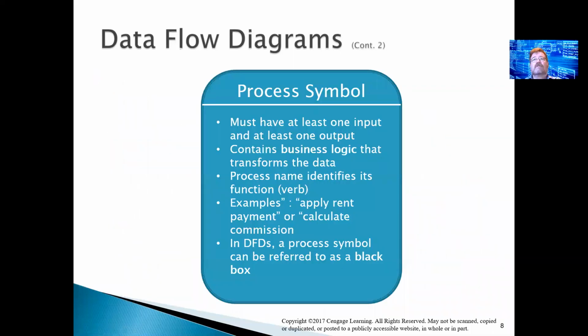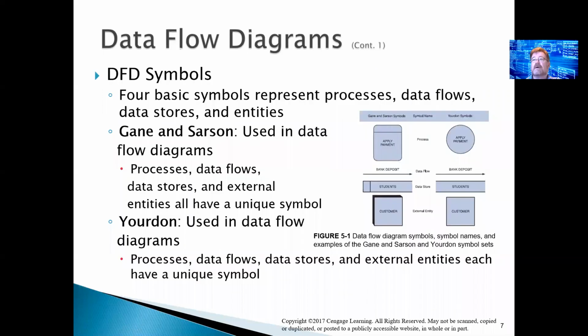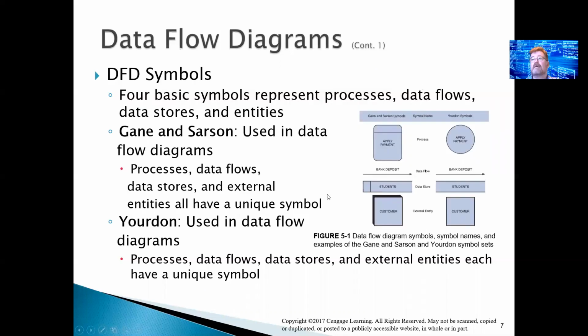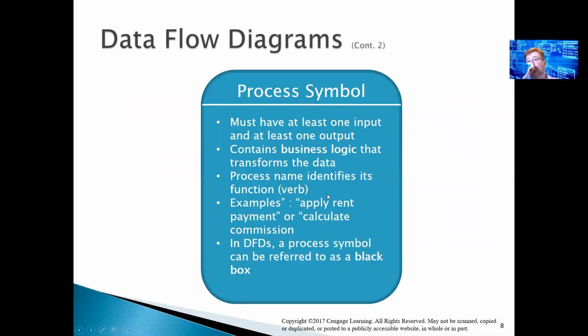All right, so this is sort of a process symbol. This symbol right here is apply payment. What they're basically saying is that in a process symbol, you've got to have the name of the process. It has all the business logic in that process. So if this was apply payment, it would have all the business logic somehow in there, or at least it represents the business logic. I mean, we don't know what the business logic is. We just know that it is the verb of apply payment, or they've given some other examples.